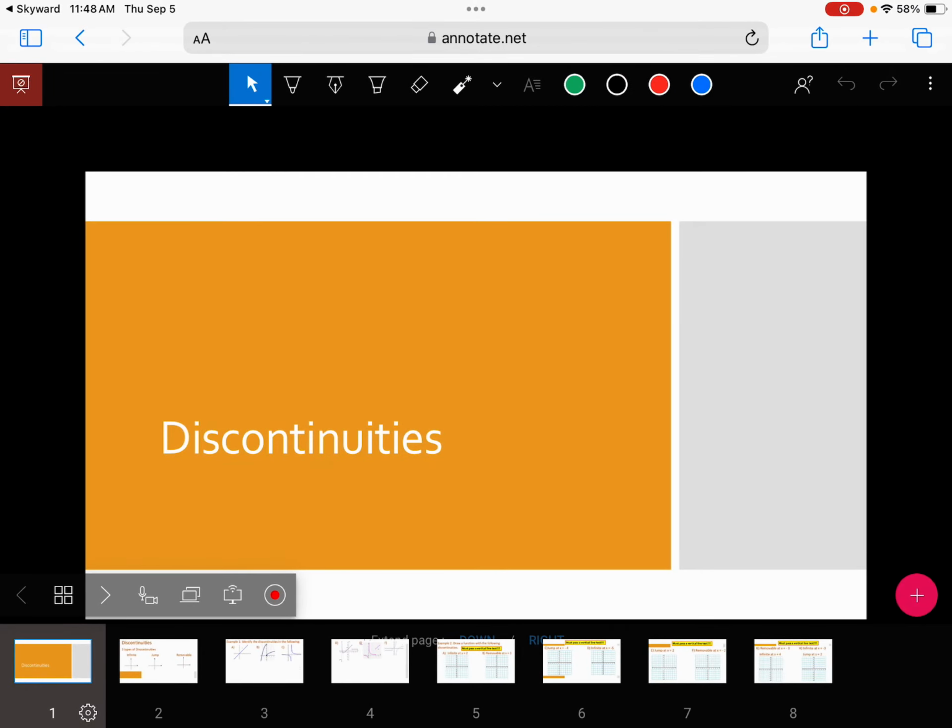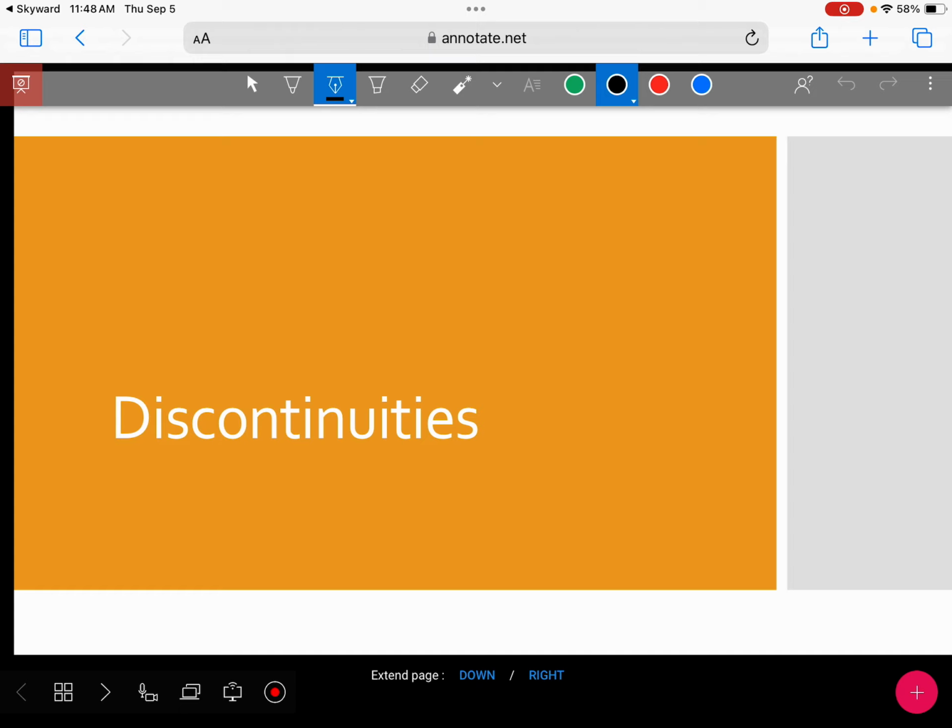It means discontinuity. This says something that stops. Yeah, something that stops. The graph doesn't go through that point. Okay, yeah. What does this mean though? Like this. Not continuous. So we're going to talk about graphs that are not continuous.